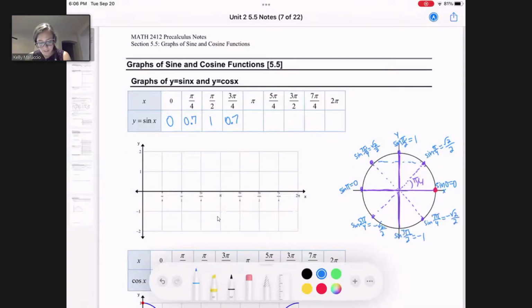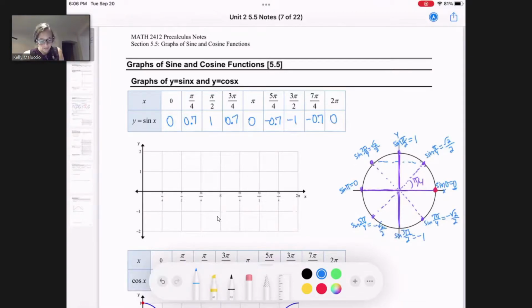So if we're filling this in up top here, we get, oh, I'm sorry, 0. What am I saying? We get 0. 5 pi over 4 was negative root 2 over 2, so 0.7. Then this was negative 1, then negative root 2 over 2. And then back to 2 pi, it's still just 0, right?